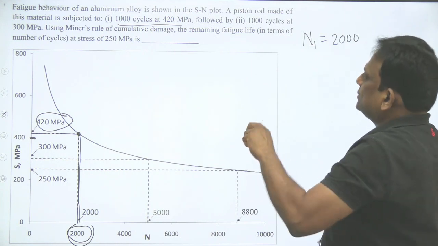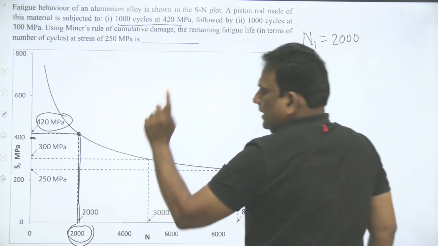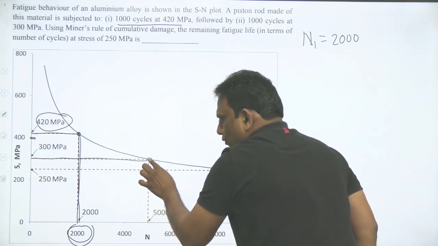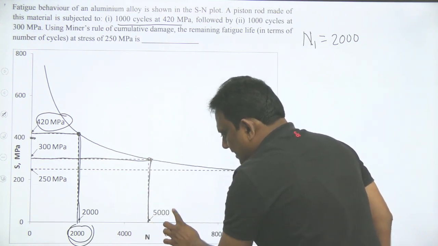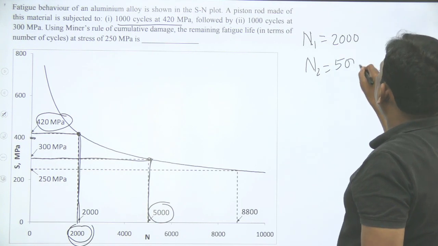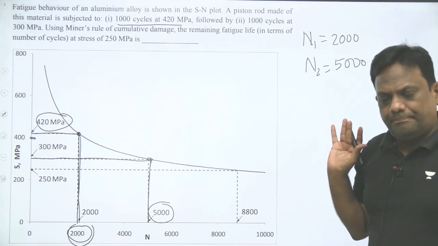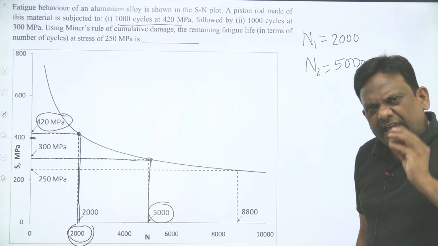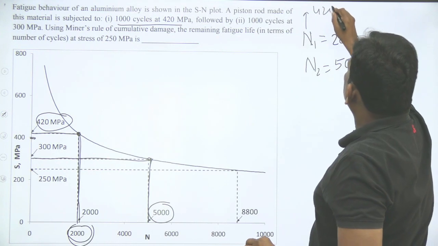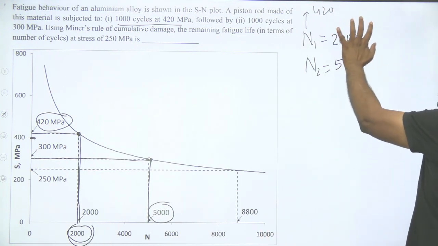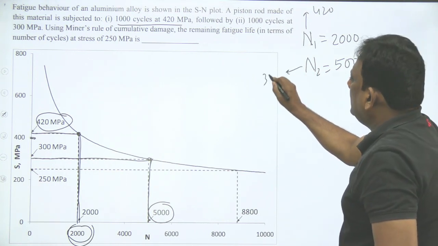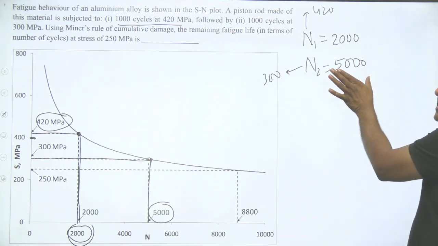Very good. Next is what? Next is 300. For 300, what is the number of cycles that it can sustain before failure? It is 5000. Physically, what does it mean, sir? I repeat, it means if a member is subjected to a stress of 420, it will run for 2000 cycles and after that it fails. If a member is subjected to 300 megapascal, it will run for 5000 cycles and it fails.